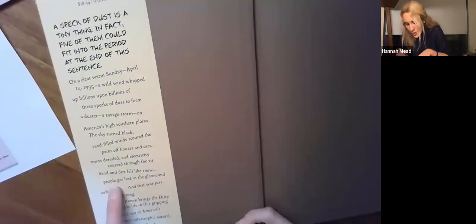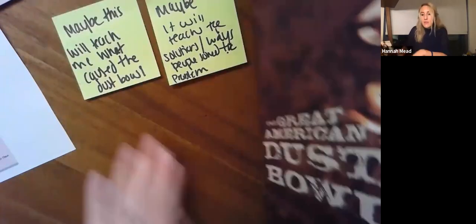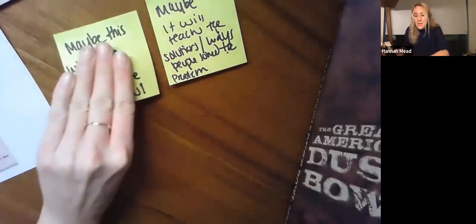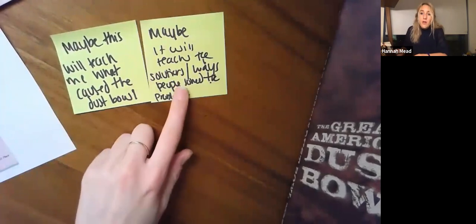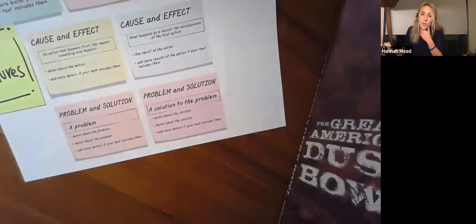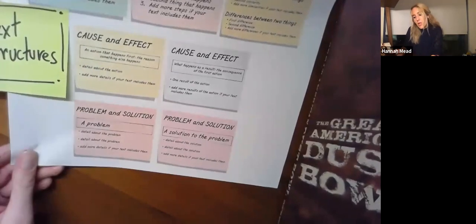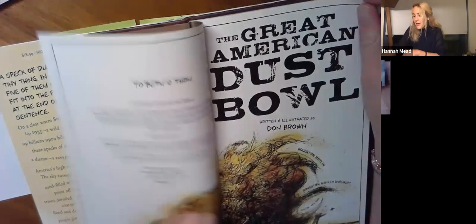Sand and dirt fell like snow. People got lost in the gloom and suffocated. Oh my gosh. And that was just the beginning. Okay, so yeah, I'm thinking that these are on track because it seems like it's going to be talking to me about what caused this, but then also the destruction and how people had to help to fix it. Okay, so let's start reading. Let's see if these still hold true. The Great American Dust Bowl.